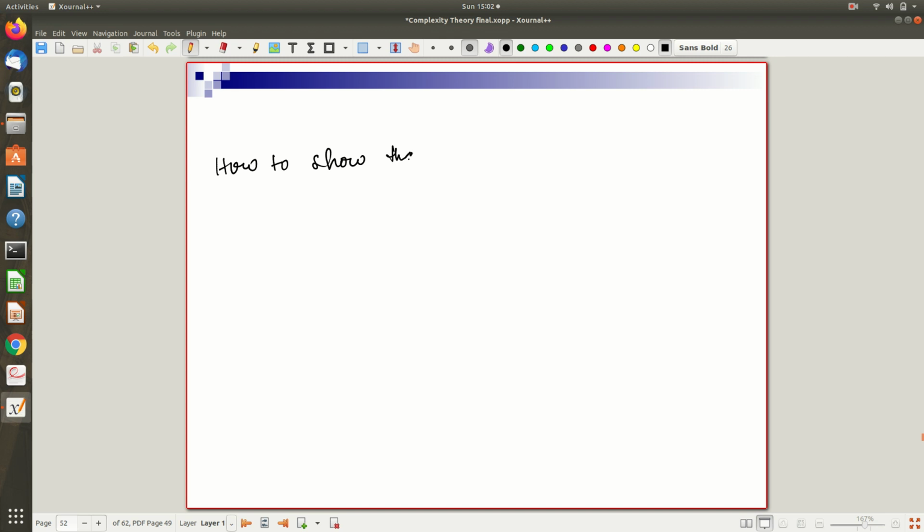How to show that a problem, the problem can be any problem, any difficult problem, say normally from the NP set, problem A is NP-complete.